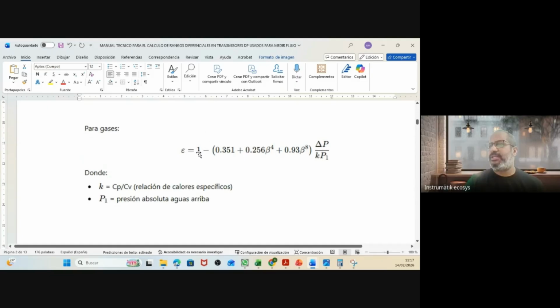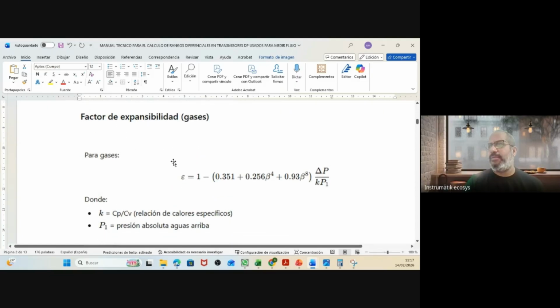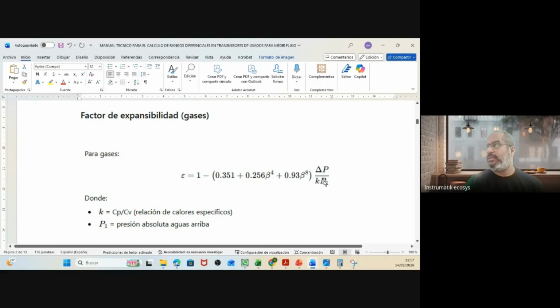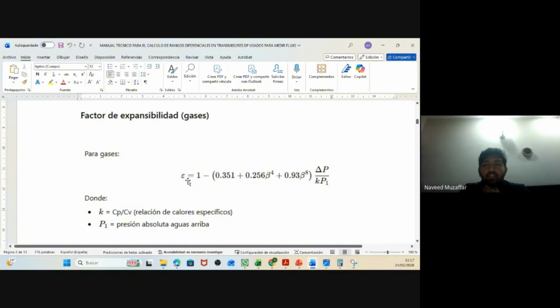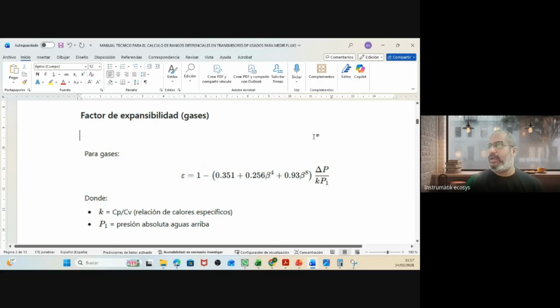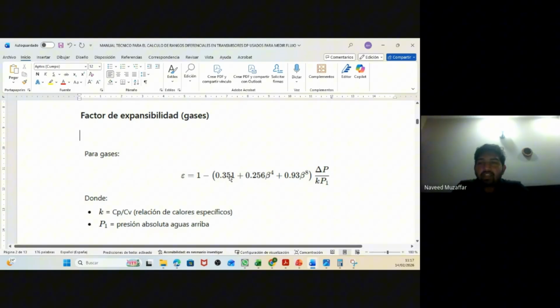This is another one, which is the expansibility factor. This one is also used in the formula. Expansibility factor is mostly used for gases. For liquids it is equal to 1, but for gas or steam, you need to use this formula. Because gases and steams are compressible, but liquids are incompressible. That's why its value is one.